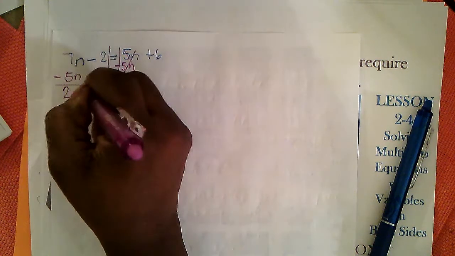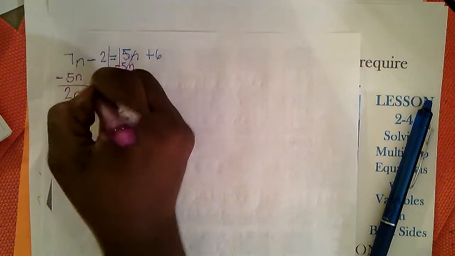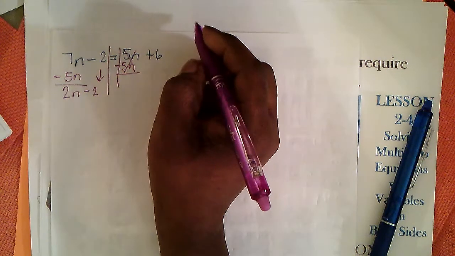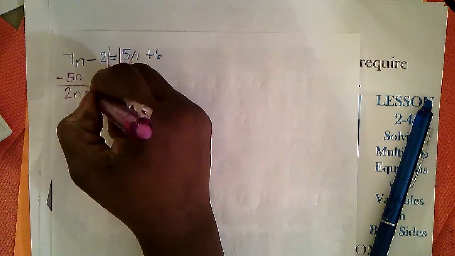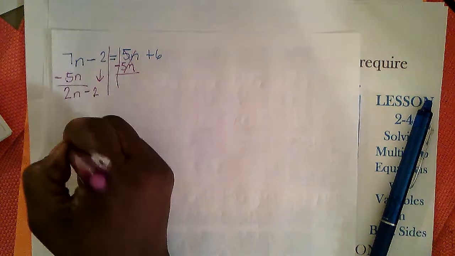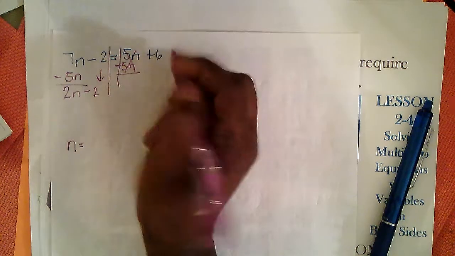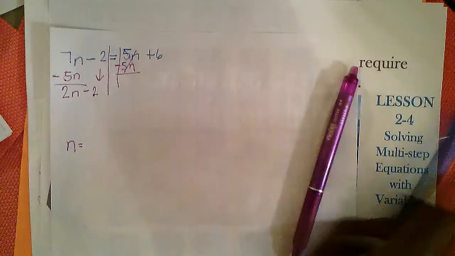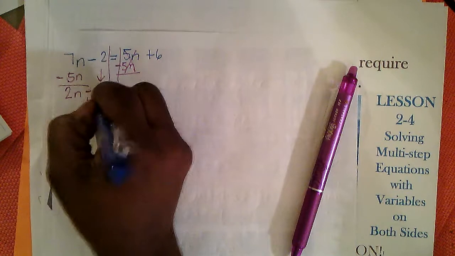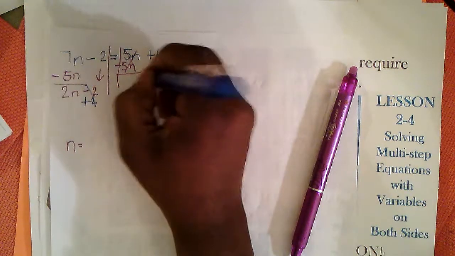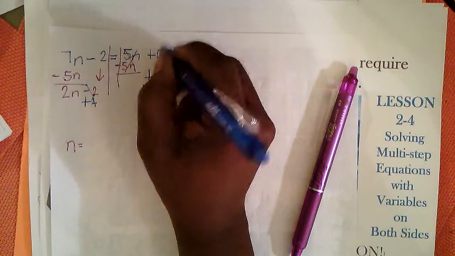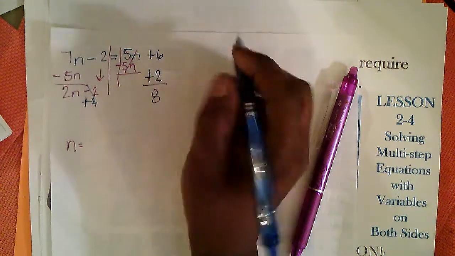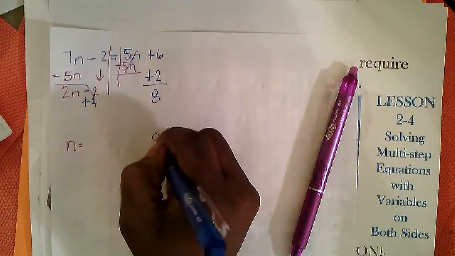Negative 5n on this side. 7 minus 5 gives you 2. Bring down my negative 2. Then, because I want to get the variable by itself, I want to isolate it. So I'm going to put a positive 2 to cancel this one out. Then I have to do the same thing on this side. Positive 2. 6 plus 2 gives me 8. So I can bring that on down.